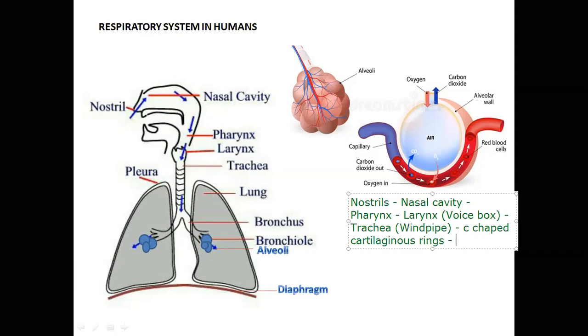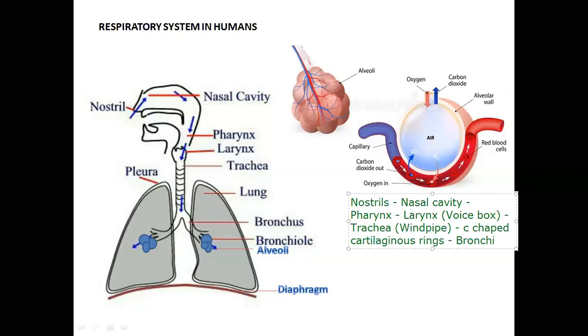After entering the trachea, the air will move into the bronchi, or bronchus, as written in the image. The trachea actually divides into two parts. This tracheal tube divides into two parts, and these two parts further enter into the lungs. These two divided parts are known as bronchi, or singular, bronchus.